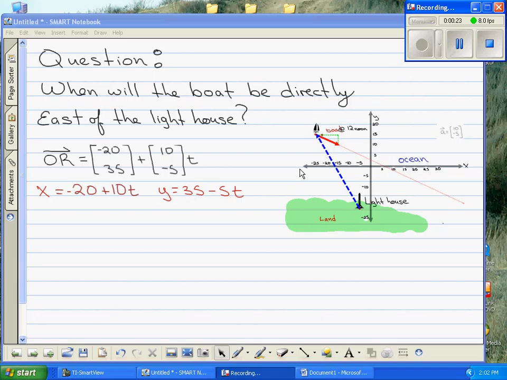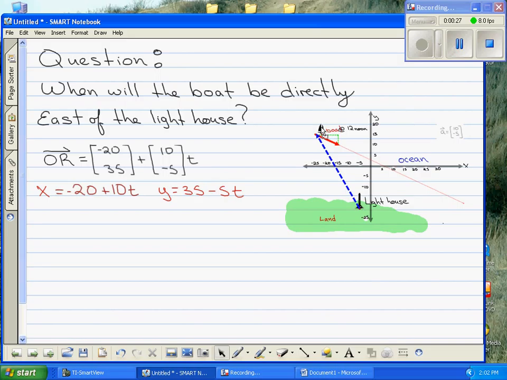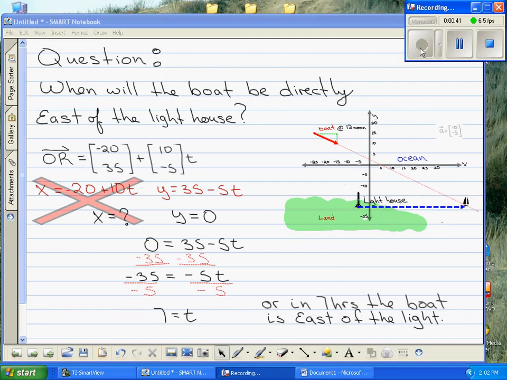Now I hope you did hit the pause button and solved it. So what you're looking for is, as this boat travels along this directional vector right here, you're trying to find when the boat will be directly east of the lighthouse. Here's our solution. Now the reason I crossed out the X was because I don't know what the distance is between the lighthouse and the boat, so X is I don't know.